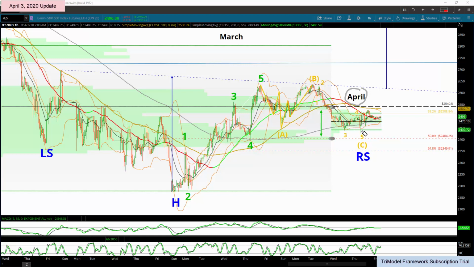Now, what is it going to take for us to know that we're headed higher? We need to take out this level right here. 25, 40, 50 needs to be taken out to confirm the start of wave C, A, B, and C. In fact, all it takes is for price to take out yesterday's high.